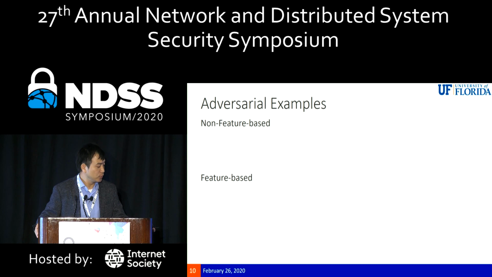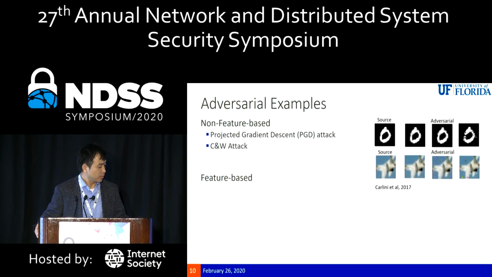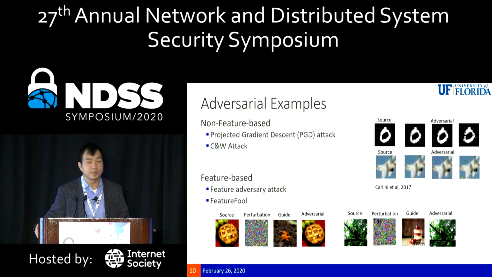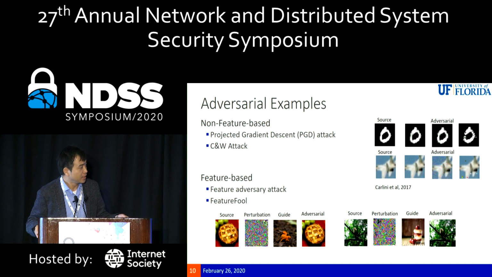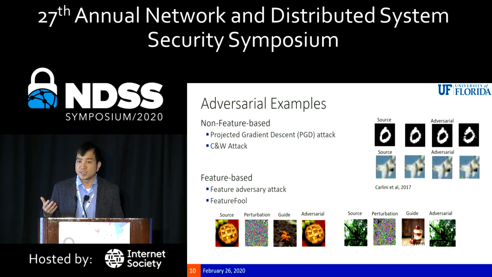I raise two examples. One is called non-feature-based. One is called feature-based. To be honest, they are not that much different. But the key idea is that these days, adversary examples can be so close to the original one. For example, this is the CW case. The original image and the malicious image, you can see that the naked eye can hardly tell the difference.